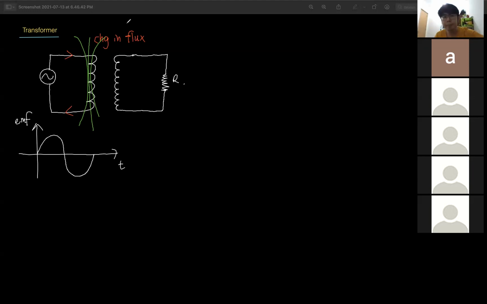At the same time, this field extends further out until it goes around the secondary coil. Meaning that the primary and the secondary coil are placed very, very near to each other so that the magnetic field can reach the secondary coil. Now what happened here is that again, induced current is produced, but this time it is produced on the secondary coil.